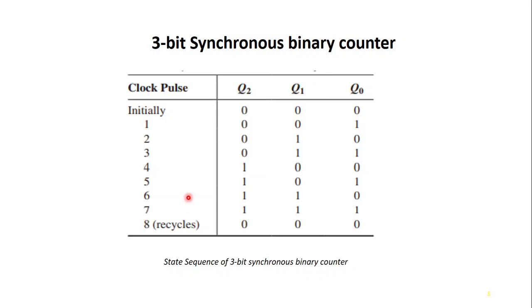This is the state sequence of a 3-bit synchronous binary counter. Initially it is 0, and this state sequence is similar to that of the asynchronous binary counter. Since this is a 3-bit counter, it has 8 different states, changing from 0 to 7, and on the 8th clock pulse it changes to 0, 0, 0, and from the 9th onwards it repeats the same count 1, 2, 3 up to 7.